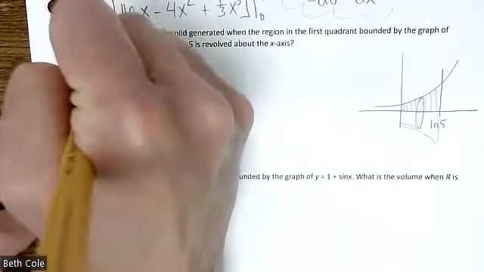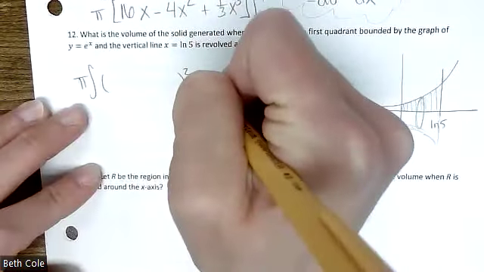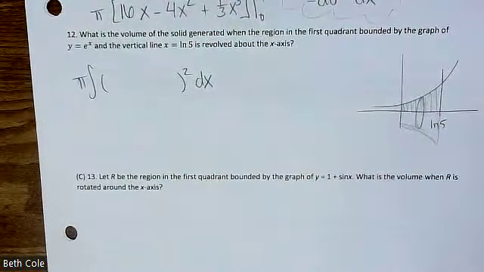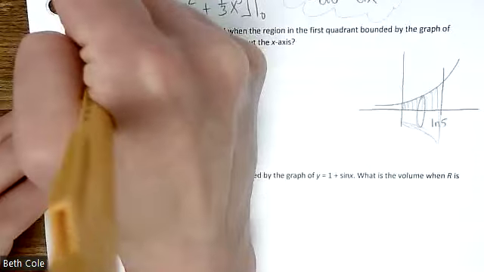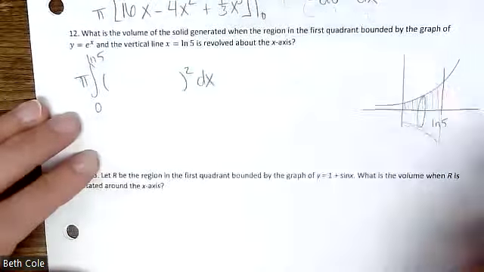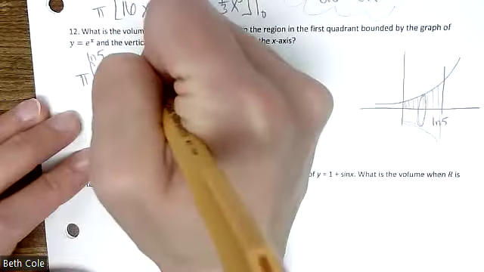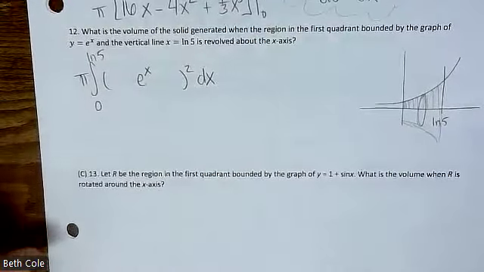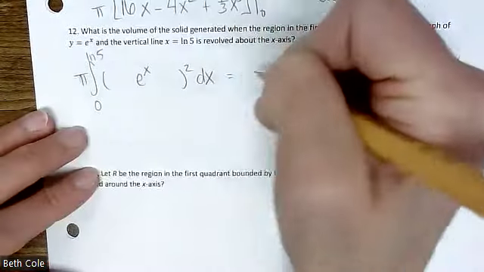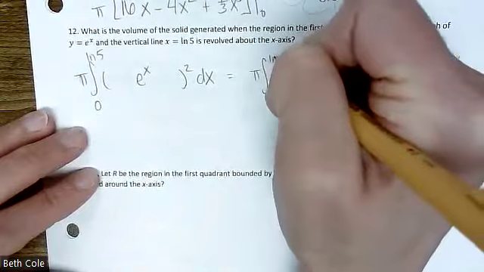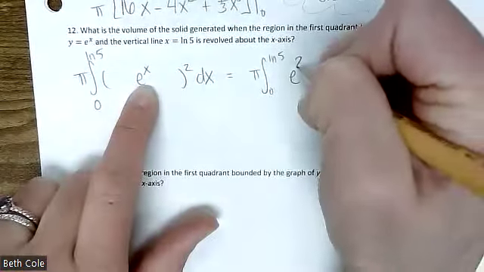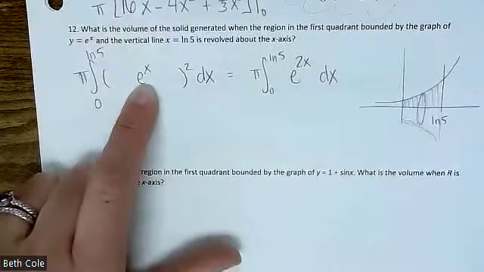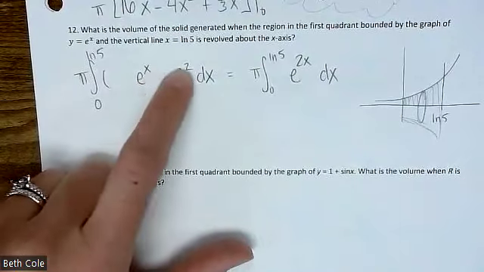All right, dx or dy? dx. So it's pi r squared dx. Boundaries would be what? Yep, 0 to ln 5. And then inside of there is e to the x. So here's how I would rewrite this one. I would rewrite it as e to the 2x. Remembering your exponent rules, do you see how I did that?